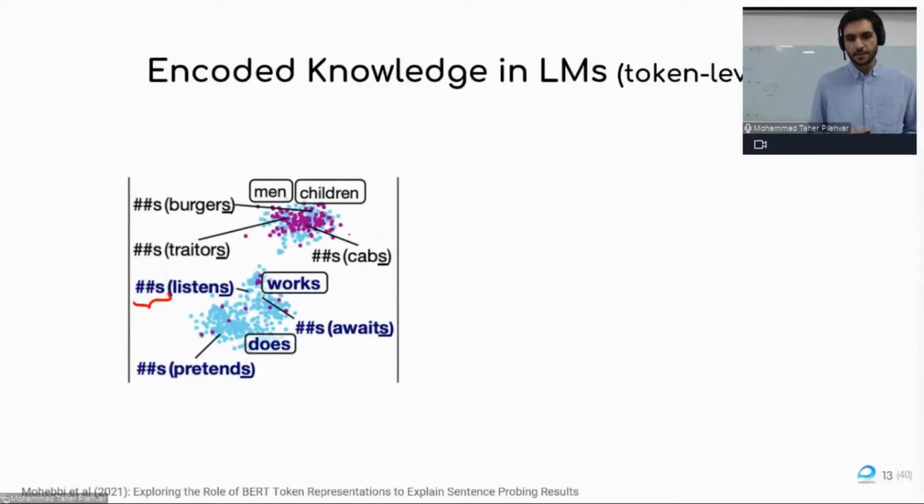And interestingly, we found that BERT encodes the difference between the two usages of the S token in the representation space. So for example, here we have a verb that does not have the S token, like does, and it appears in the same cluster as a verb like pretends or awaits. Well, there are so many details here. I do not really want to go into details of this.